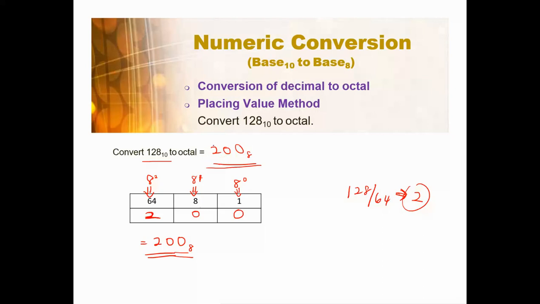So you have to convert from decimal to octal. When you announce the numbers, the numbers will be 200 base 8. This is how you convert from base 10 to octal for integers, either using the placing value method or the division method. It's up to you which one is more comfortable for you to use.